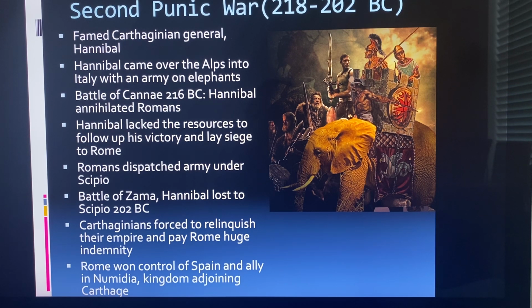The Carthaginians were forced to relinquish their empire and pay Rome a huge indemnity. So they gave up, and Rome won control of Spain, and also gained an ally in Numidia, a kingdom adjoining Carthage. So right now they had an ally right next to Carthage, and they also had Spain. So basically, Hannibal and all of his efforts just went to the side. Rome came in and conquered even during the Second Punic War.